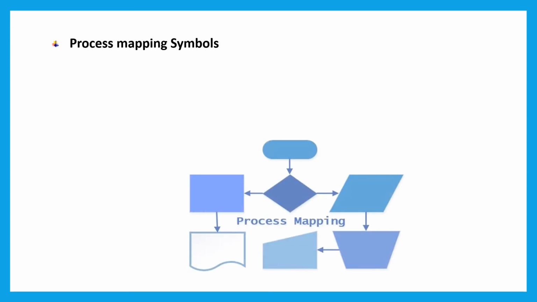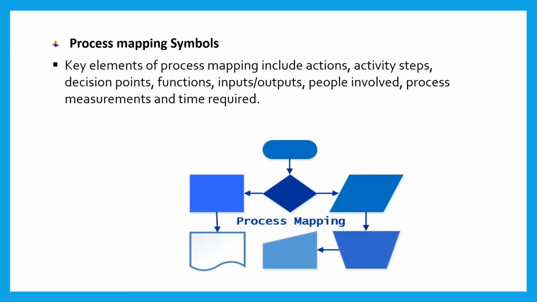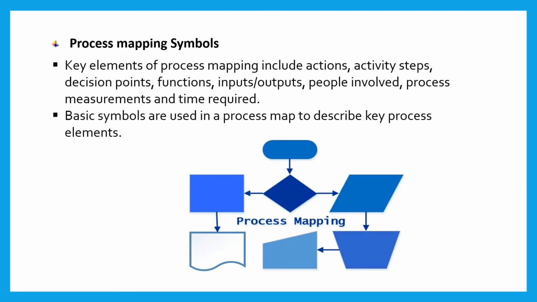Process mapping symbols. Key elements of a process map include actions, activity steps, decision points, functions, inputs, outputs, people involved, process measurements, and time required. Basic symbols are used in a process map to describe key process elements. Each process element is represented by a specific symbol such as an arrow, circle, diamond, box, oval, or rectangle. These symbols come from the UML, Unified Modeling Language, which is an international standard for drawing process maps.